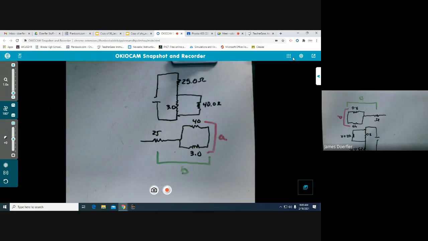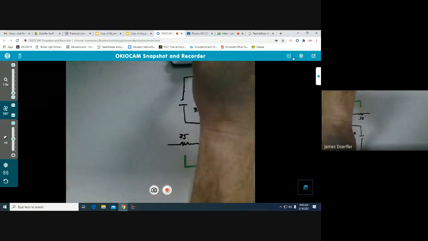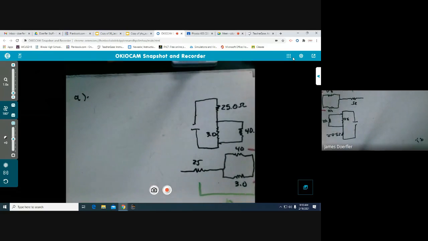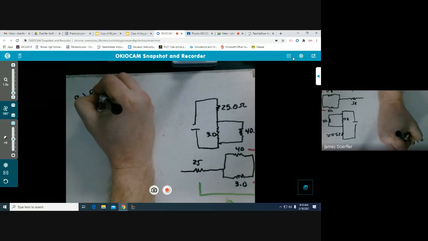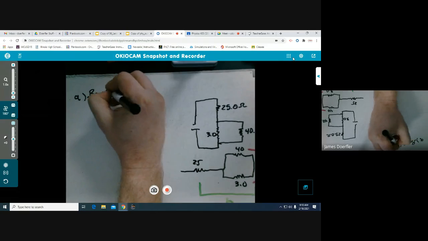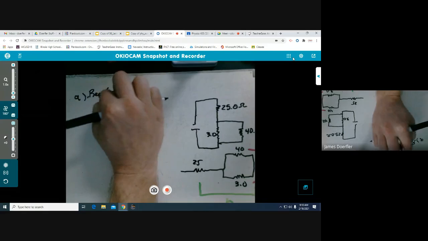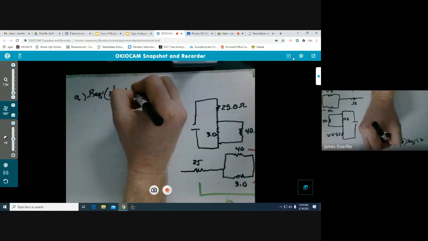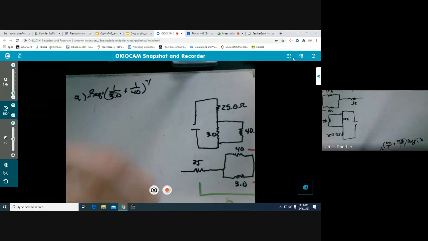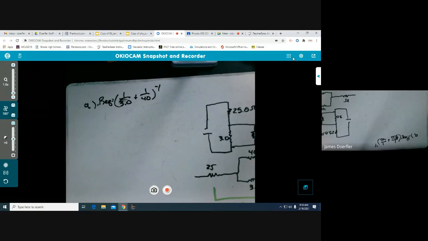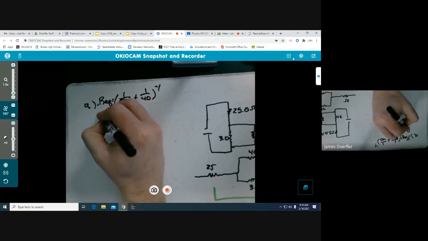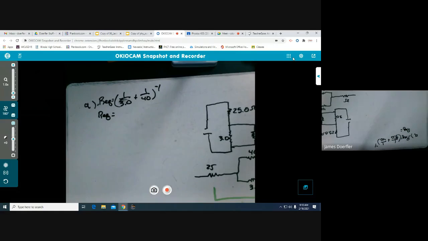So I'm going to solve for the parallel circuitry first. I'm going to set it up like this. REQ is equal to 1 over 1 over 3 plus 1 over 40. And again, the reciprocal. Since we've done quite a bit of this, I want you to solve the equivalent resistance for group A.